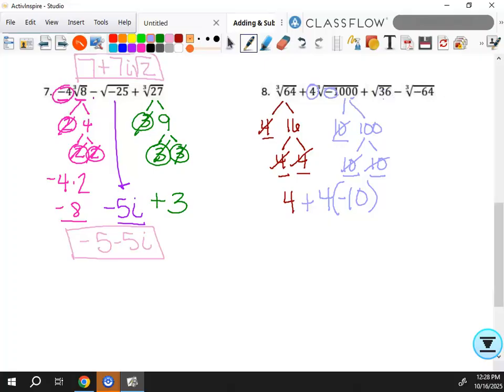Square root of 36 is 6. And then minus, now we already did the cube root. Cube root of 64 is 4, right? So what's the cube root of negative 64? Negative 4. So that's minus a negative 4. So what I end up with here is 4 minus 40 plus 6 plus 4. And what does all that give me? It'll be a negative something, right? 26. Negative 26.